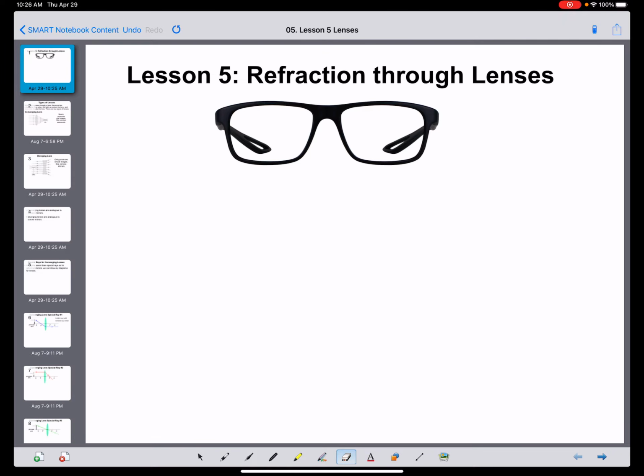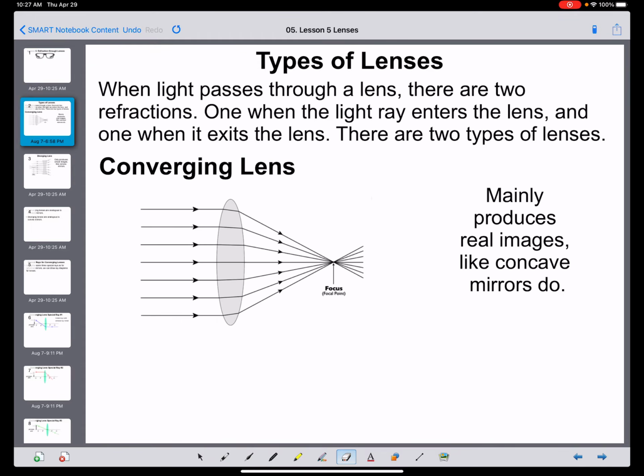All right, so lesson 5, refraction through lenses. If you wear glasses, your glasses have lenses in them. The lenses help bend the light so that when it enters your eye, it actually hits your retina in the right place and you see images more clearly.